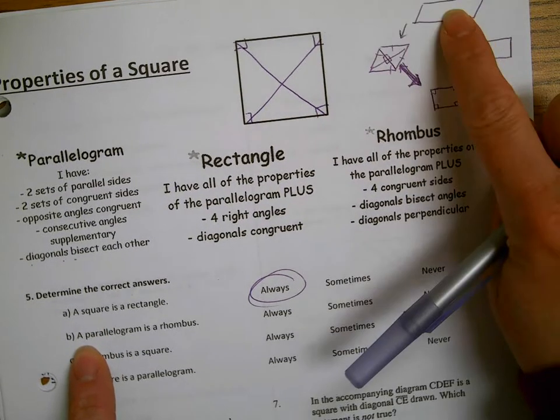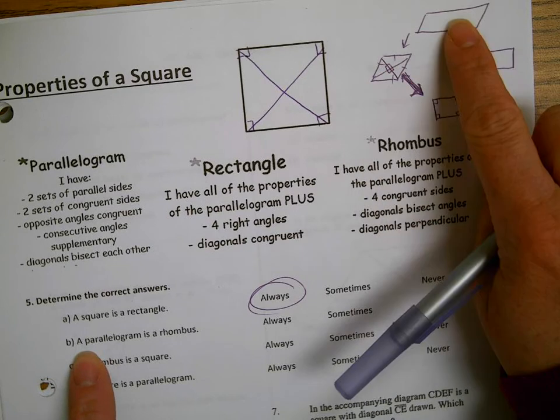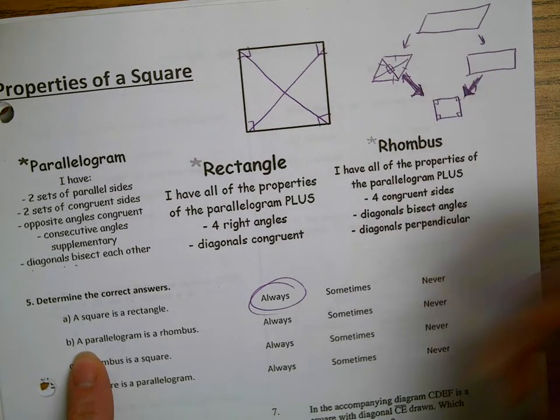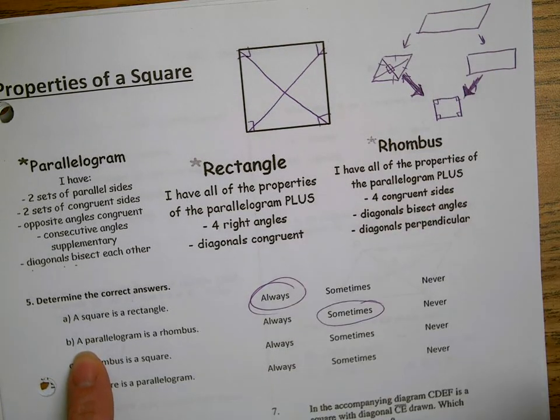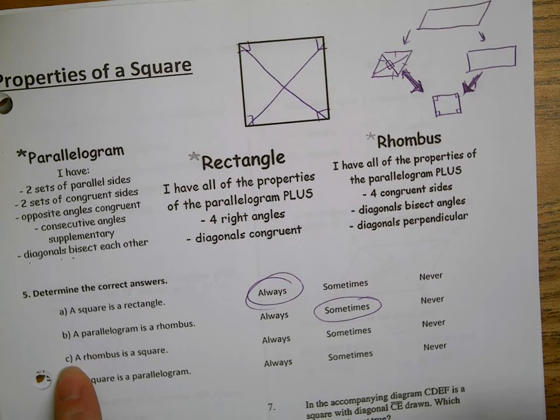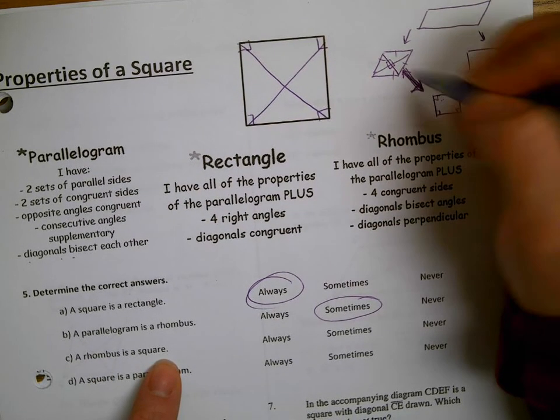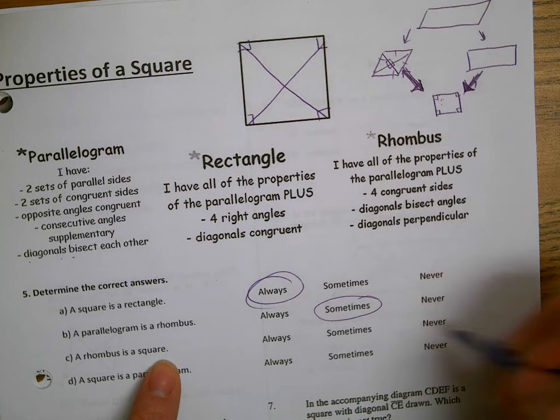A parallelogram being a rhombus. Well, if a parallelogram has equal sides, then it's a rhombus, but otherwise it's just a parallelogram. So sometimes that's going to be true. A rhombus is a square. Is a rhombus always going to be a square? That's going down the tree. That's not always true.